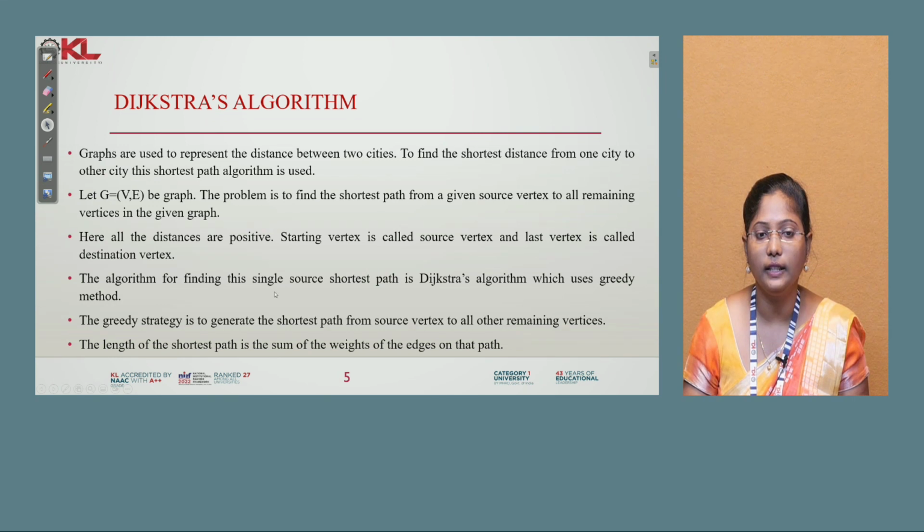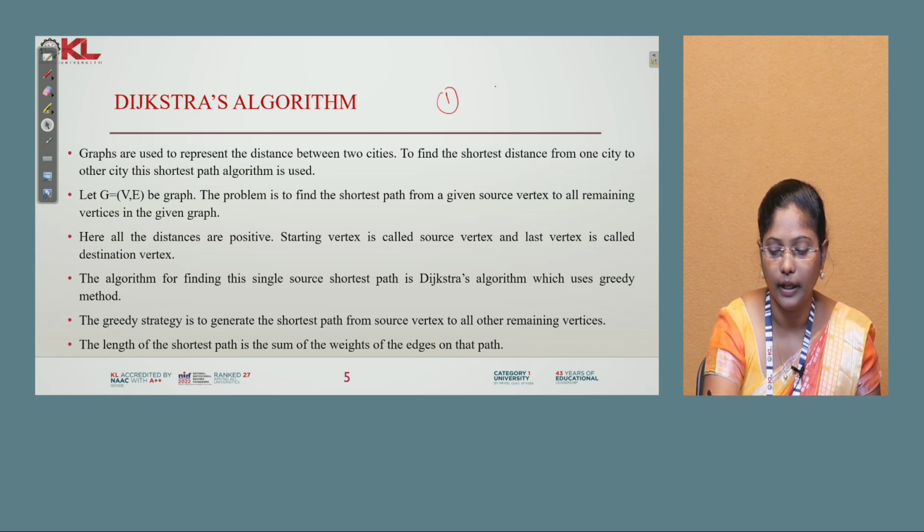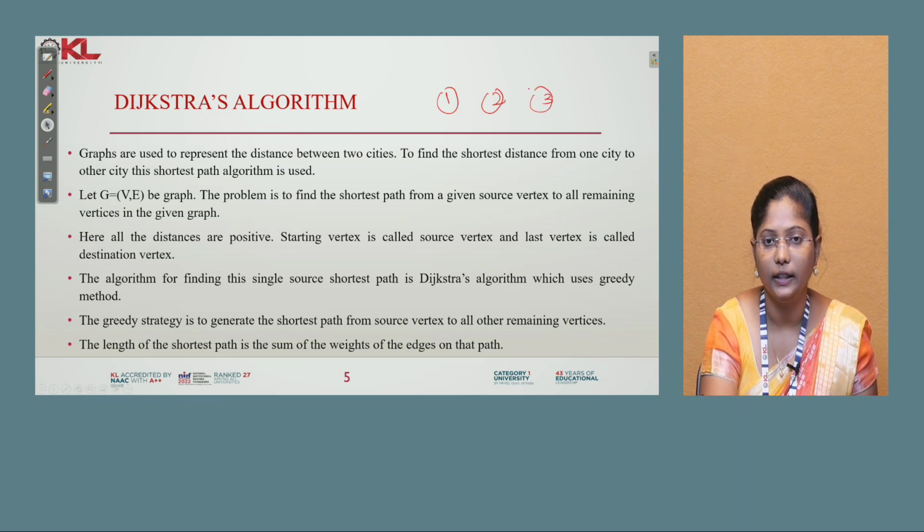The algorithm for finding this single source shortest path is Dijkstra's algorithm. In our session we are using Dijkstra's algorithm, which uses the greedy method. The greedy strategy is to generate the shortest path from the source vertex to all other remaining vertices. The length of the shortest path is the sum of the weights of the edges on the path. So how can we find the length of the shortest path? It is the sum of the weights of the edges on that path. For example, I am taking nodes 1, 2, and 3. These are the 3 vertices. From 1 to 2 a path is already there, I am taking it as 1, and from 1 to 3 no direct path is available. Here I am giving the cost between 2 and 3 as 2, right.